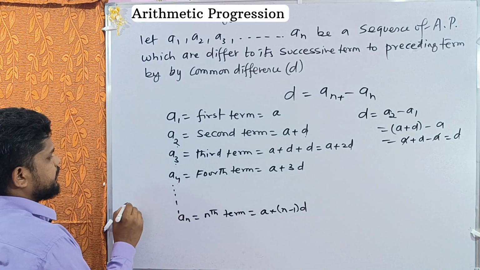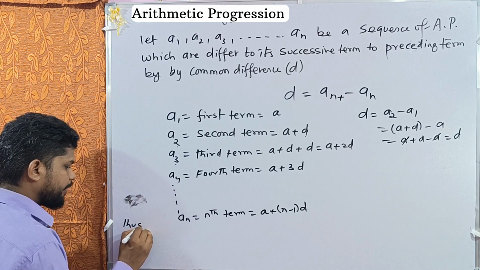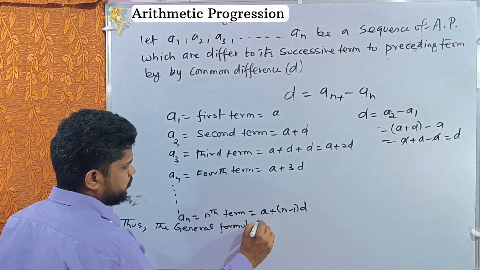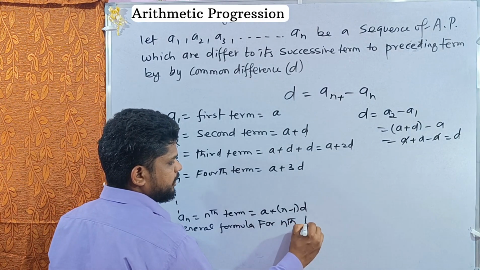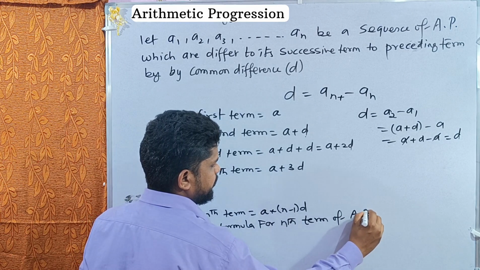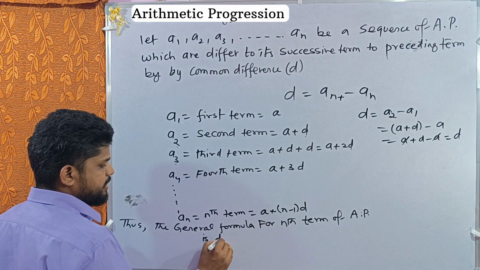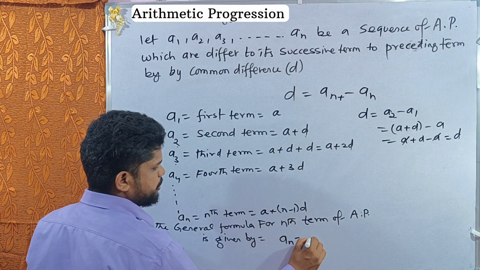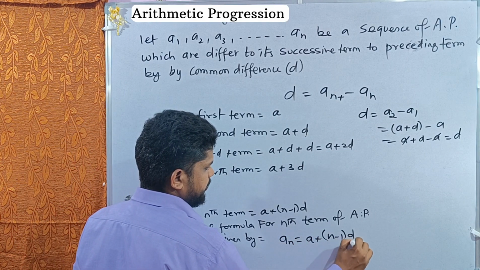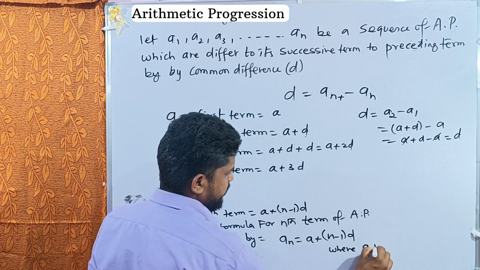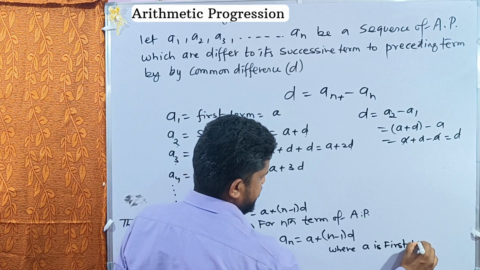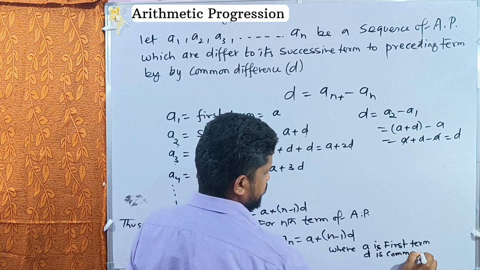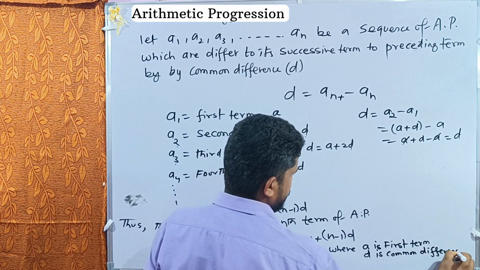Thus the general formula for the nth term of an AP is given by an equals a plus n minus 1 d, where a is the first term and d is the common difference.